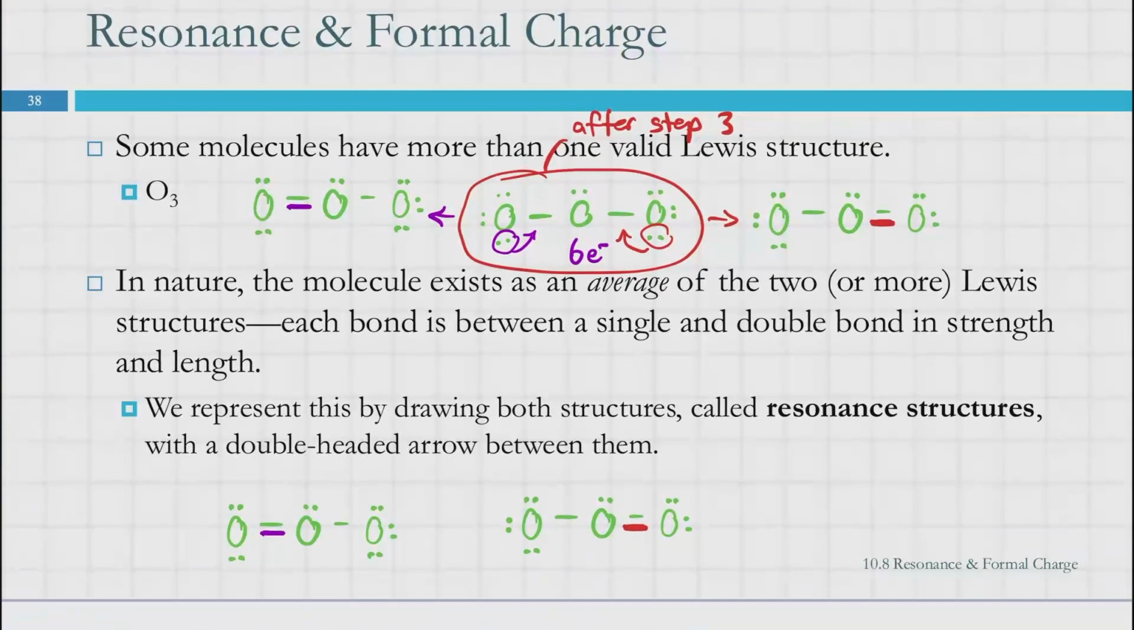We draw both structures, and then we put a double-headed arrow between them to say both of these are valid. It's switching back and forth between them. In reality, it's a hybrid of these two situations. So these are an example of resonance structures.